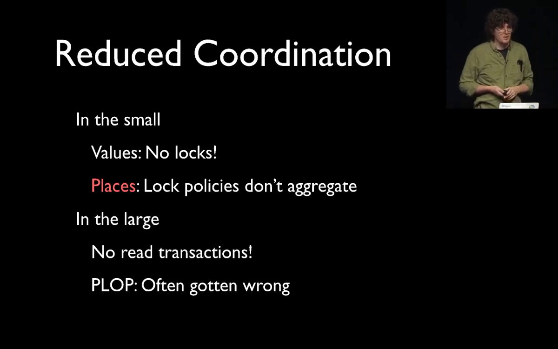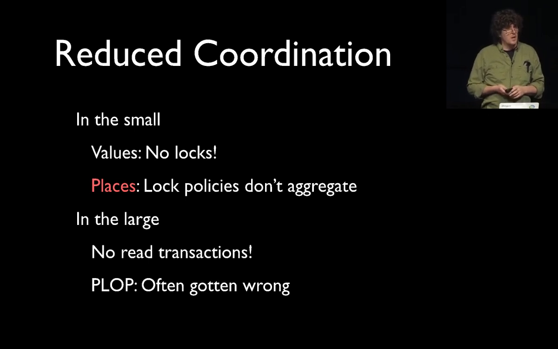Reduced coordination is another critical benefit of values. Right? In the small, when you're programming with values, there's not a question about this. It's not a question to answer. It's a question that doesn't come up. There's no such thing as contention for values. And the problem we saw about places exists here: the lock policies don't aggregate. We have to lock, and we can't combine those policies.